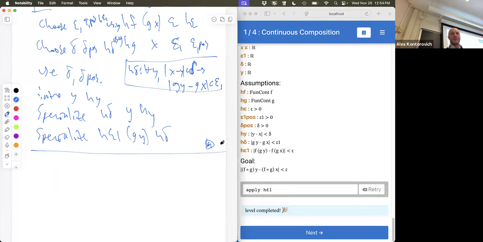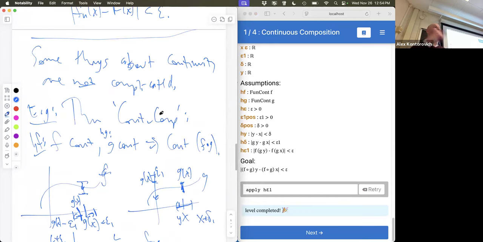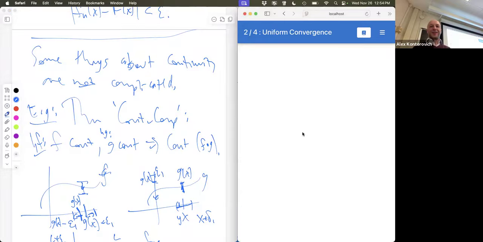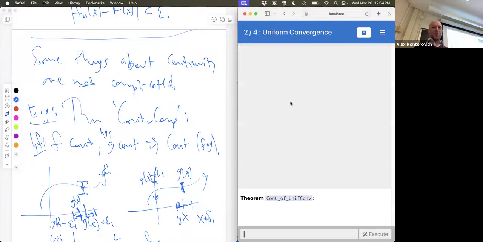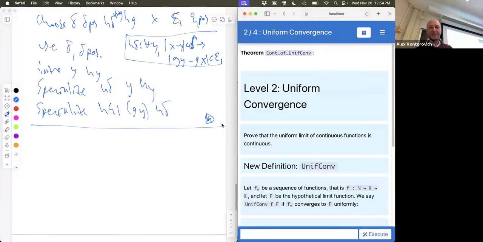Okay, so we've seen that composition of continuous functions preserves continuity. Let's see about convergence. We know it's not true for general convergence, but let's see about uniform convergence.